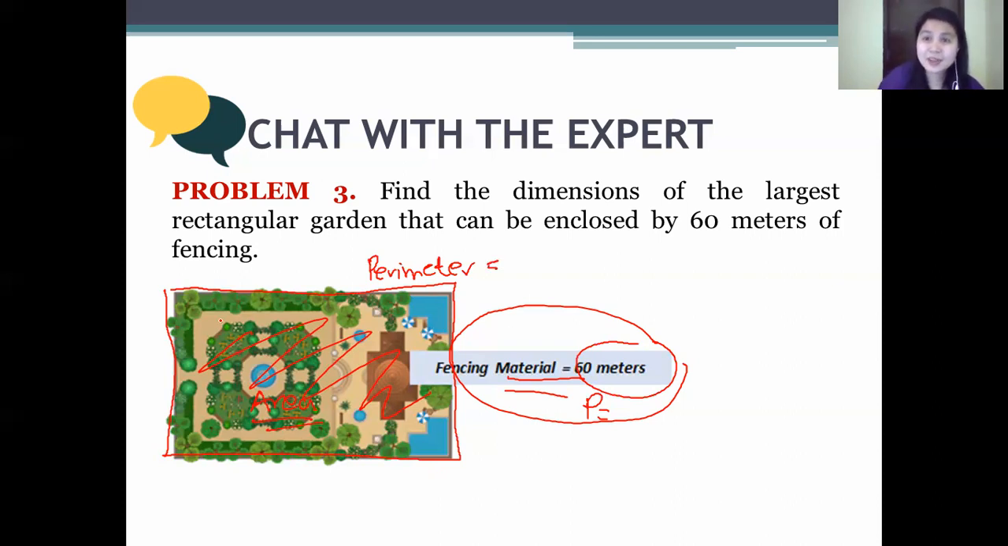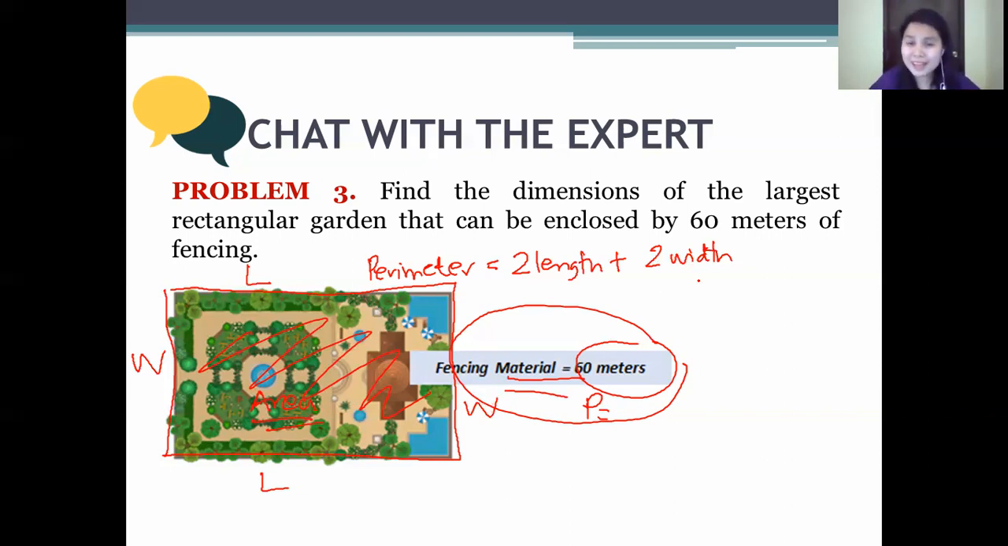You add all, right? So we say twice the length plus twice the width. Simple as like this. Length, length, width, and width. So two lengths, like length plus length, and two widths, width plus width.